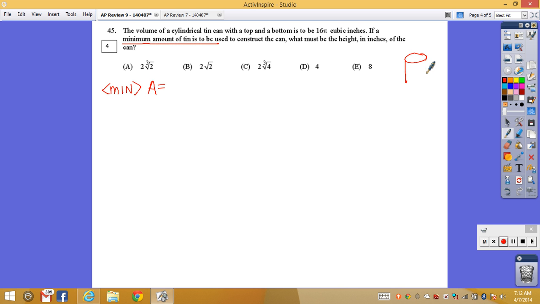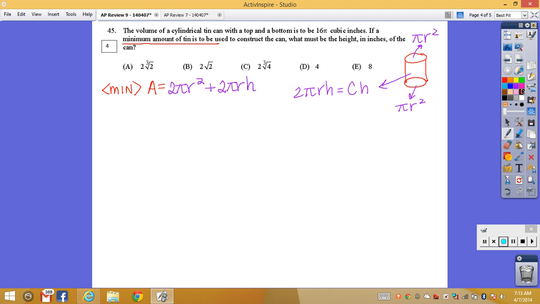This is what the can looks like with a top and a bottom. So the top of the can is pi r squared. The bottom of the can is pi r squared. And then this is circumference of the circle times height, which is equal to 2 pi r h. So your area formula becomes 2 pi r squared plus 2 pi r h.